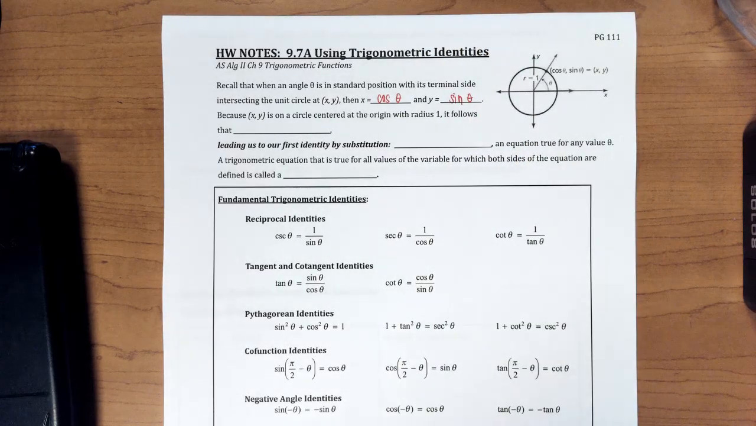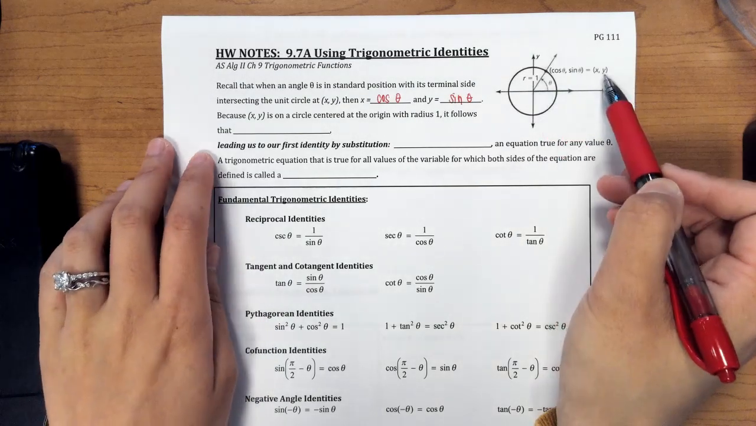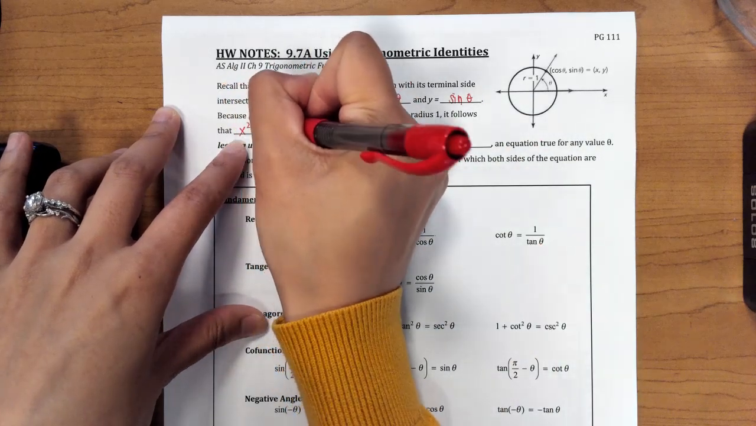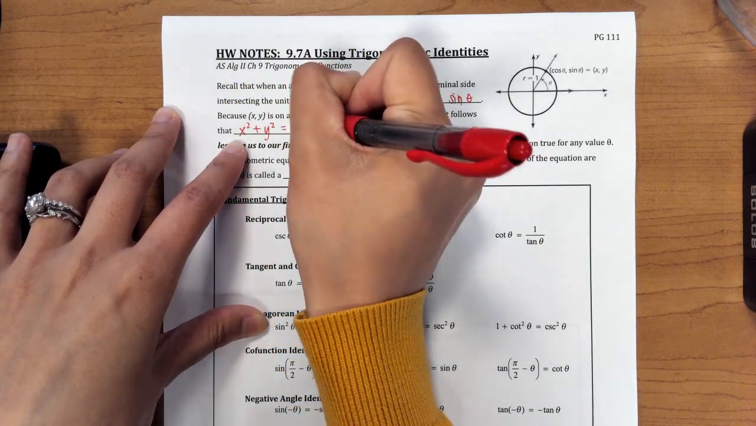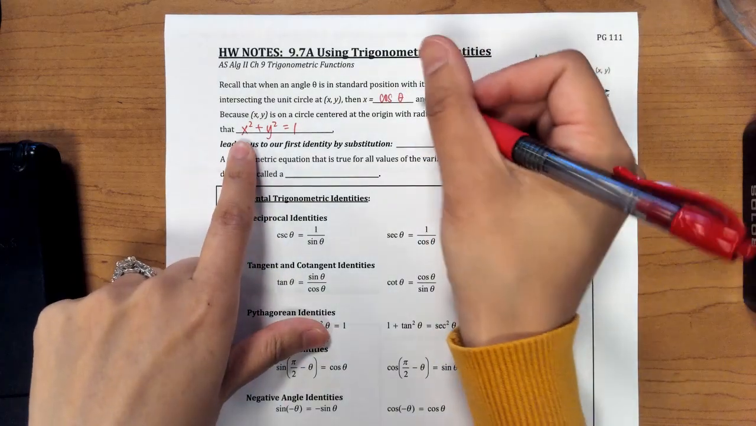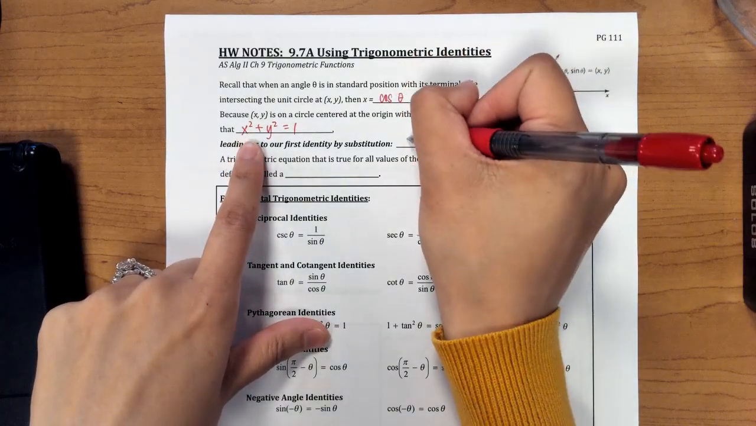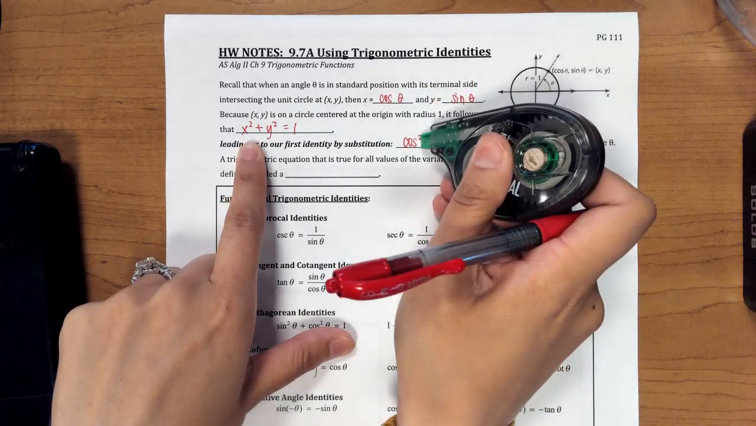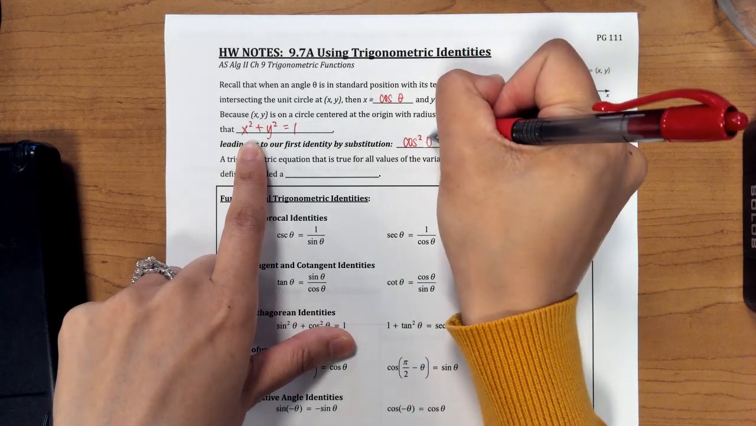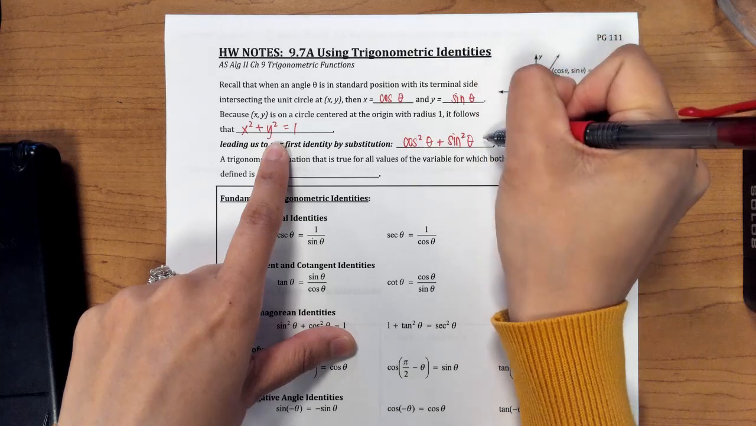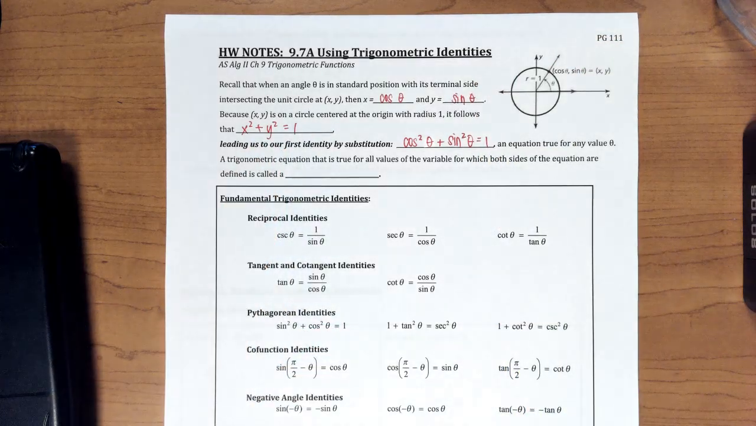Well, if we have x and y, let's go back to x and y, centered at the origin, using Pythagorean theorem, we can say that x squared plus y squared equals 1 squared, which we don't need to write in. Okay. So this leads us to our first trig identity using substitution. So I can say that x squared is cosine squared theta, oh sorry, it should be theta, just to keep x's and thetas separate, plus y is sine, equals sine squared theta equal to 1.